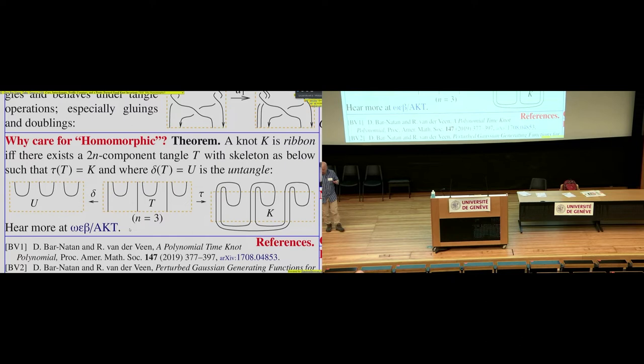What is the smallest non-ribbon knot? The trefoil. And the smallest ribbon knot is, I think, 6-3 of the prime knots.